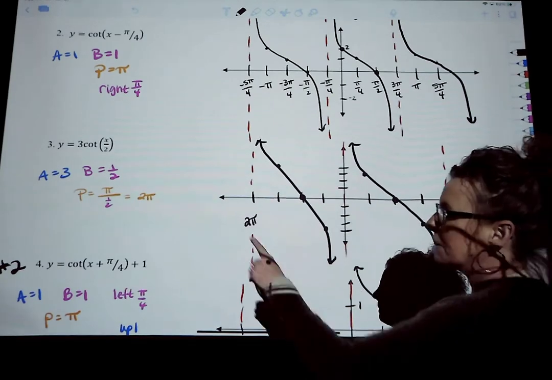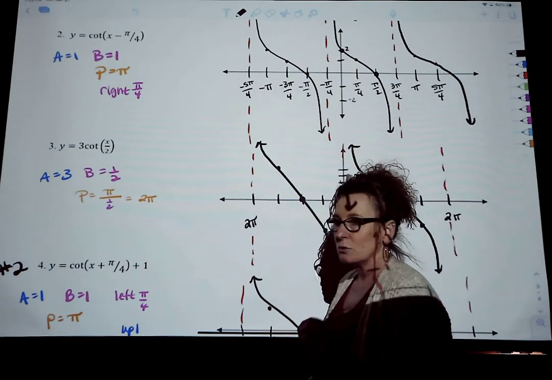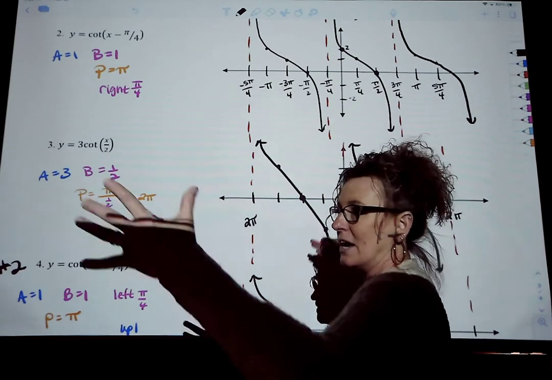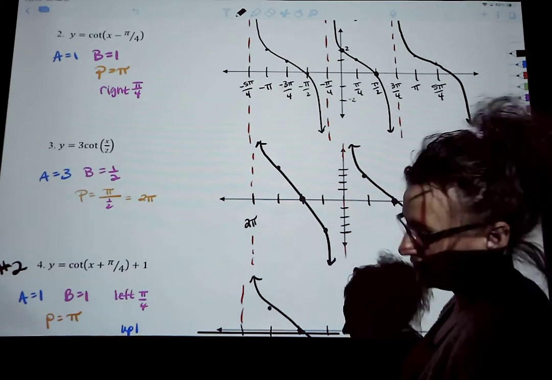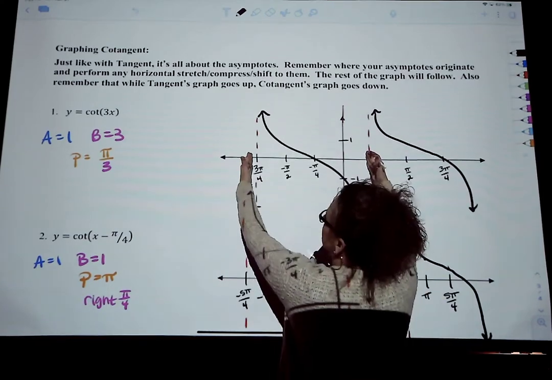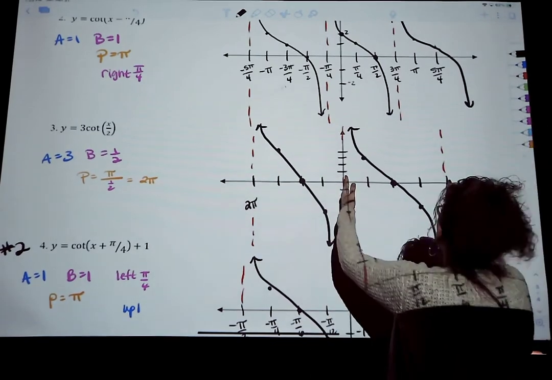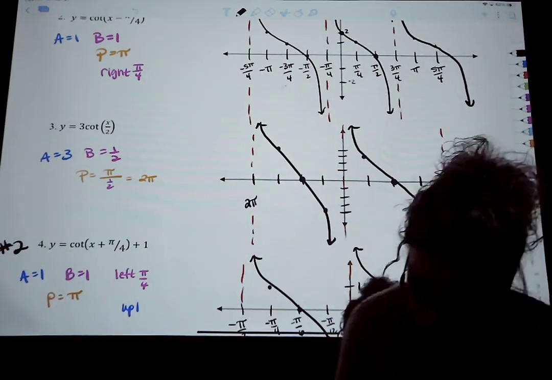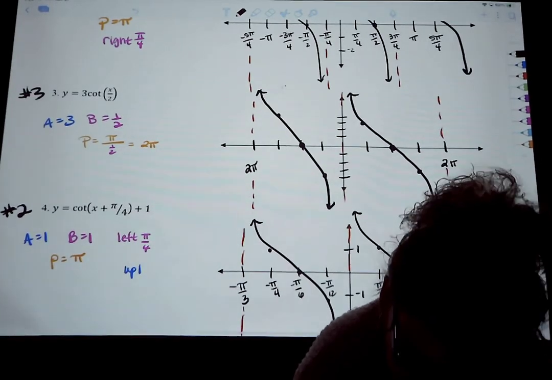Okay. This one, number 3, the period is 2 pi. So do you see a cotangent graph where it takes a width of 2 pi to get in one swoosh? Not that one. We've already used that one. Yep. Period is 2 pi. That's graph number 3.